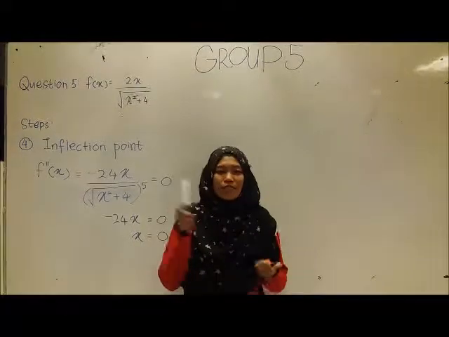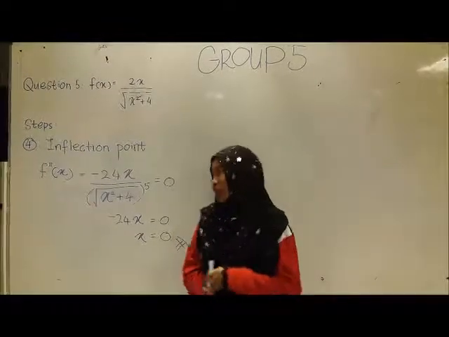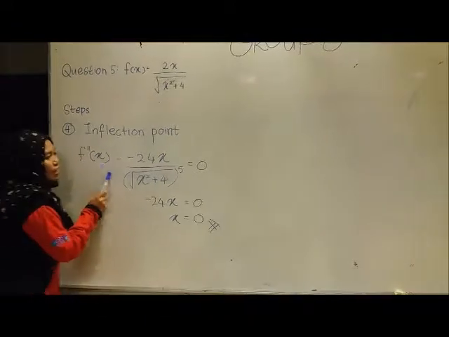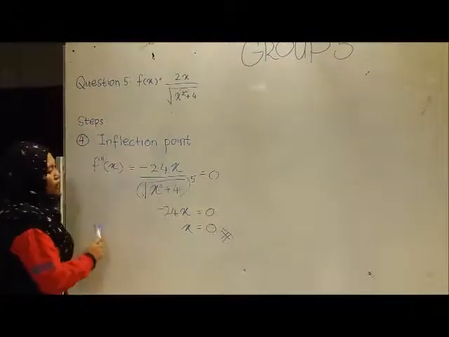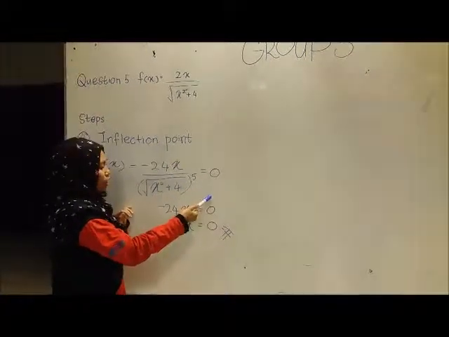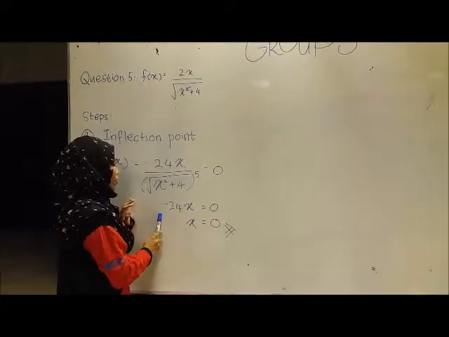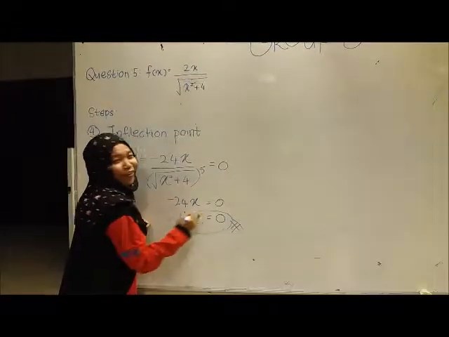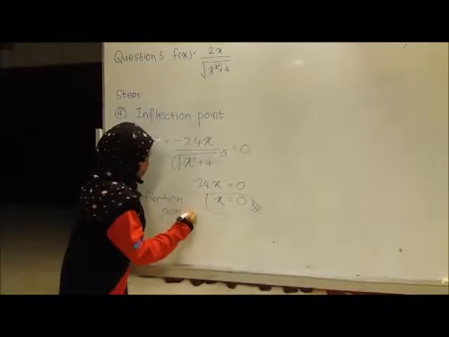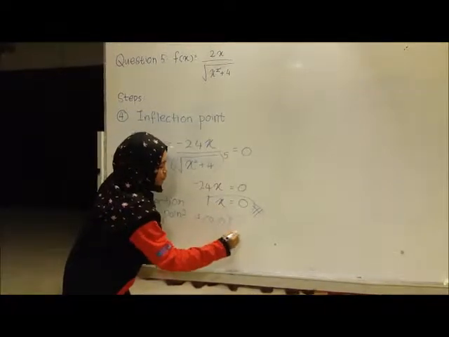We solved the first derivative test and then the second derivative test. From the second derivative test, we can get the inflection point. So this is our second derivative: negative 24x over the square root of x squared plus 4 to the power of 5. We set it equal to 0 and solve. Multiplying, it becomes negative 24x equal to 0. The inflection point is 0, 0.